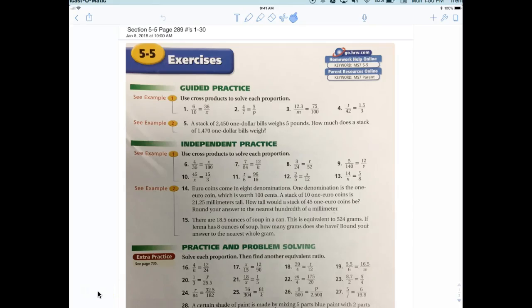Section 5-5, page 289, numbers 1 through 30.